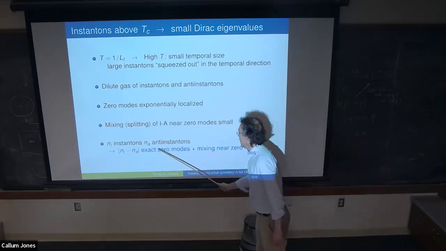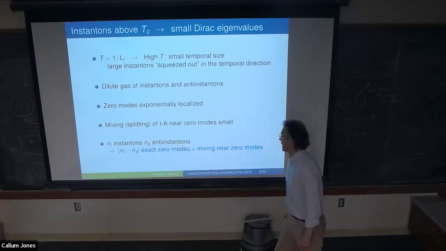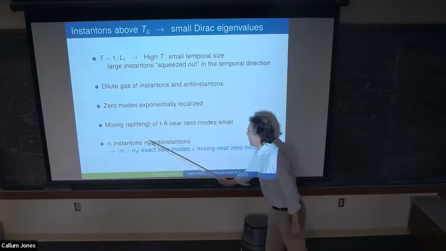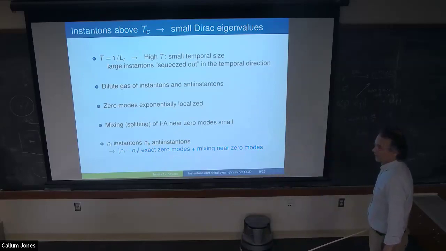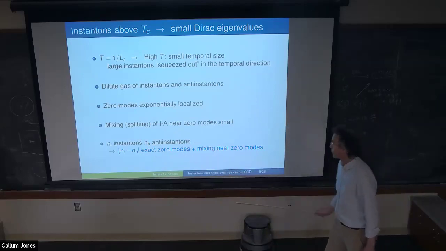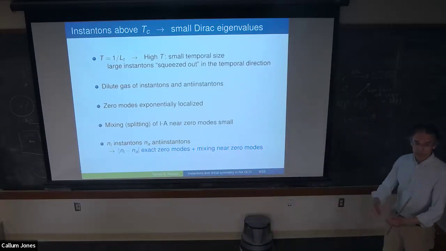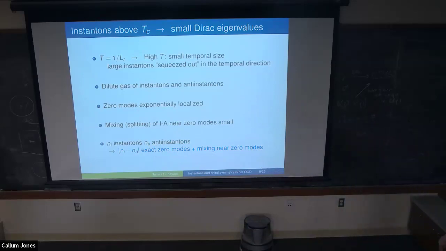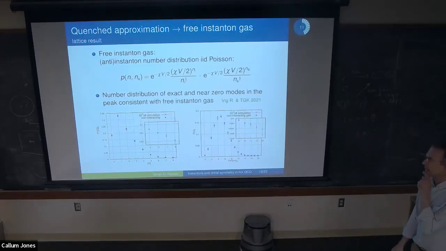So this means that if you have an ensemble of N_I instantons and N_A anti-instantons, then what you have is this number, the absolute value of N_I minus N_A, of exact zero modes. This is from the net topological charge. And the rest of the zero modes will split around zero, but split only a very little because the instantons and anti-instantons are far away. So these are the mixing near zero modes. And voila, you have the spectral peak. That's what I want to sell you. And this is just a conjecture at this point. I still have to convince you that the spectral peak is due to instantons and anti-instantons.